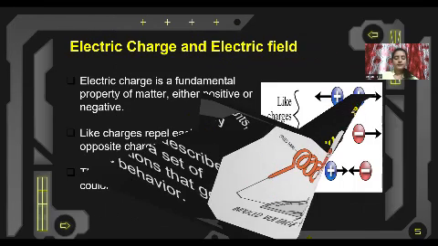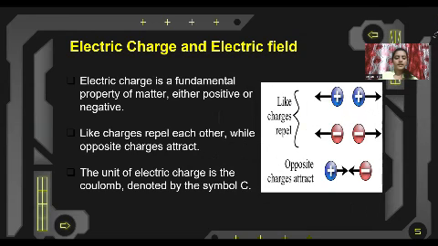Electric charge and electric field. Electric charge is a fundamental property of matter, either positive or negative. Like charges repel each other and opposite charges attract. The unit of electric charge is the coulomb, denoted by the symbol C. As we can observe in this figure, like charges repel each other, while opposite charges attract each other.